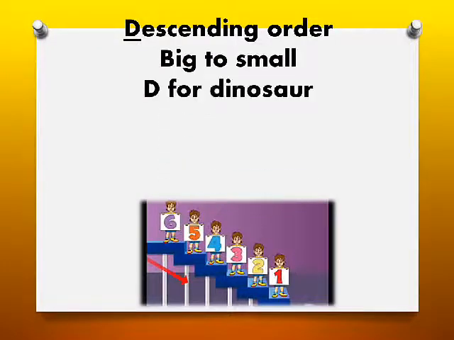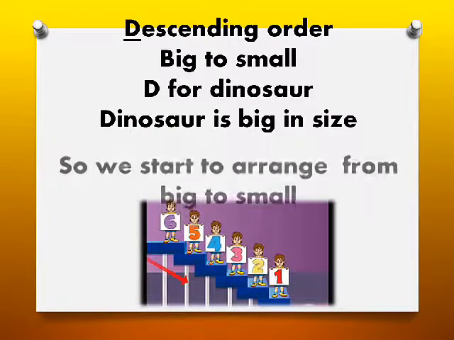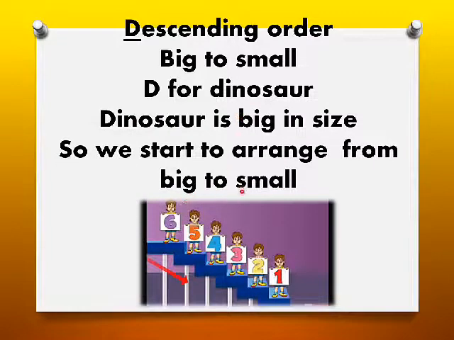D for dinosaur. Dinosaur is big in size, isn't it? So we start to arrange the numbers from big to small because dinosaur is big. So we start from the big number. Okay, children? Next time, if you get confused, see the first letter and identify which number should be at first, either a big number or a small number.